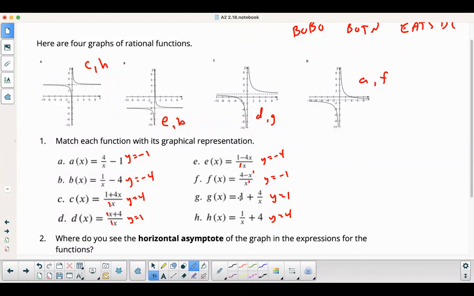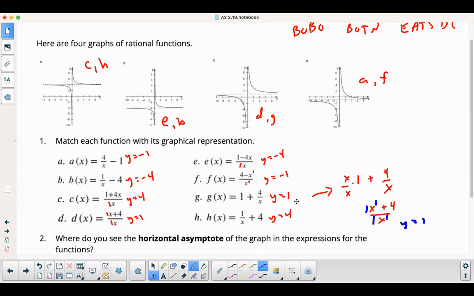Now, if you wanted to do the common denominator for these ones, like let's take a look at G. 1 plus 4 over x. If I multiplied this by x over x, I would get x plus 4 all over x. Then I can go to my BOBO, EDC. My exponents are the same. If you look here, exponent of 1, exponent of 1. So I divide the coefficients. So it's 1 over 1, y equals 1, which is what I said there. Okay.